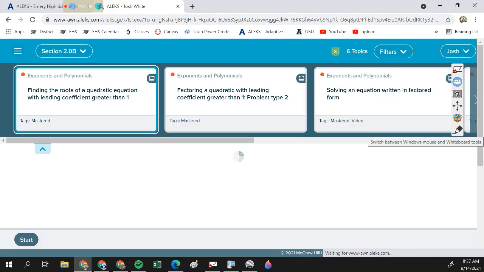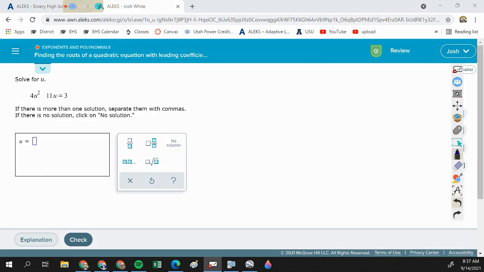All right, one more. Same basic idea here, but again, something's different. What's different about this one? It equals 3 instead of 0. And it is one of the harder problems because the leading number is a 4 and not a 1. So how do I fix this to make it equal to 0? Right, I'm going to subtract 3 so that this side cancels. And I get 4u squared minus 11u minus 3 equals 0.